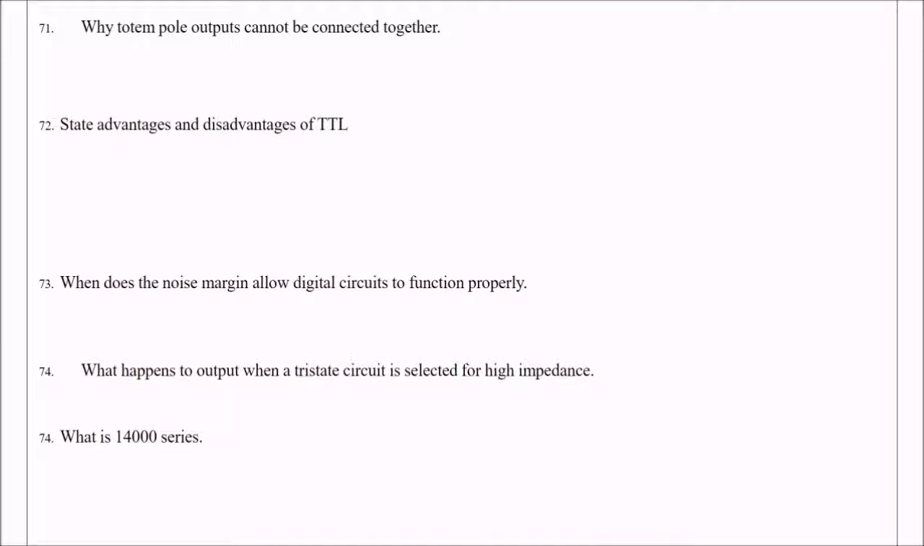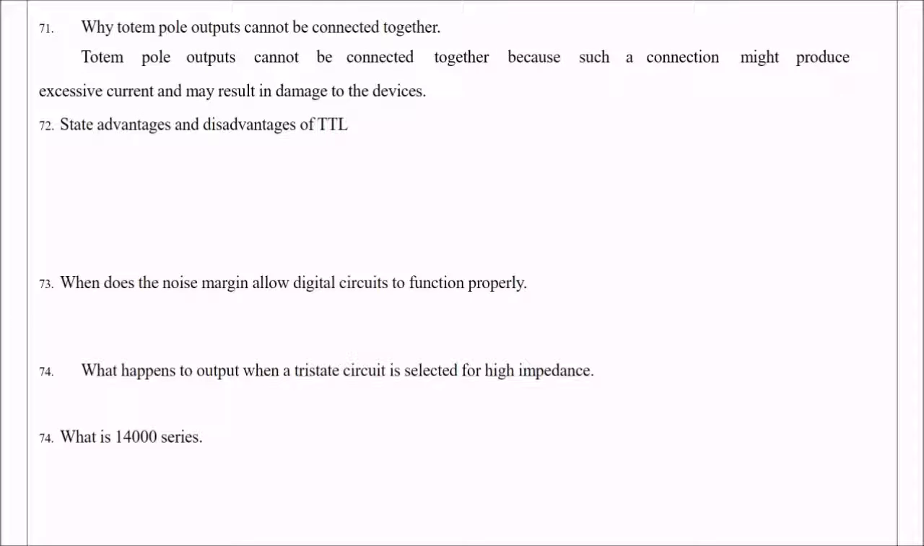Next is, why can't totem pole outputs be connected together? These outputs cannot be connected together because such a connection might produce excessive current and may result in damage to the device. That is why we cannot connect them.